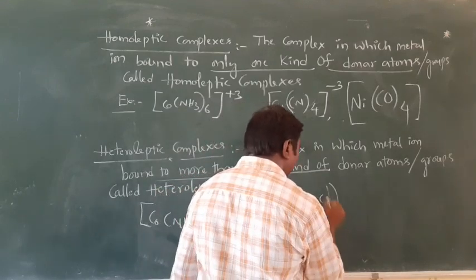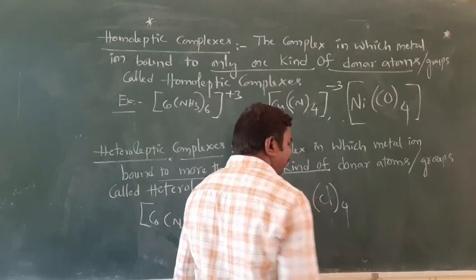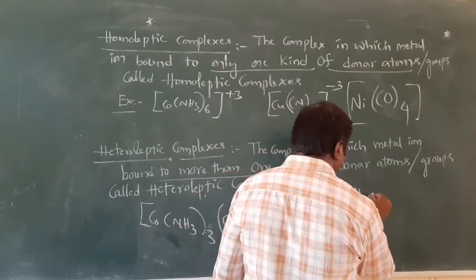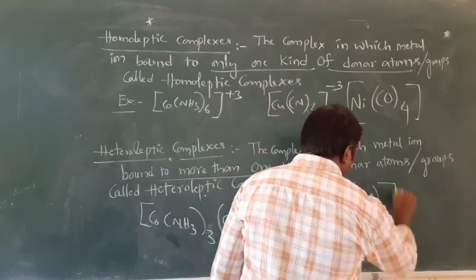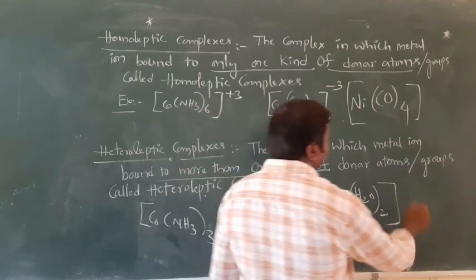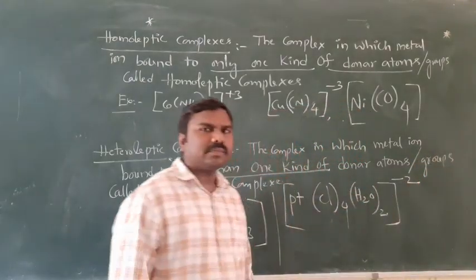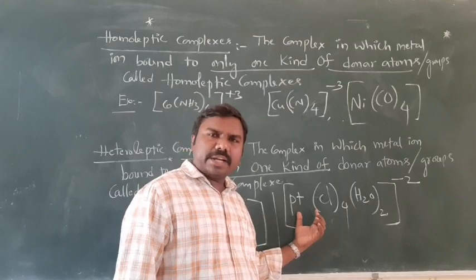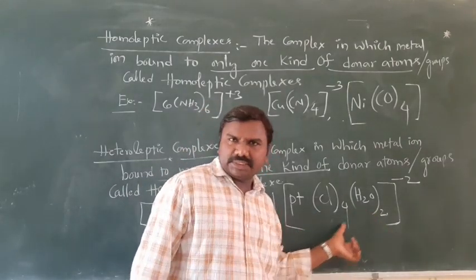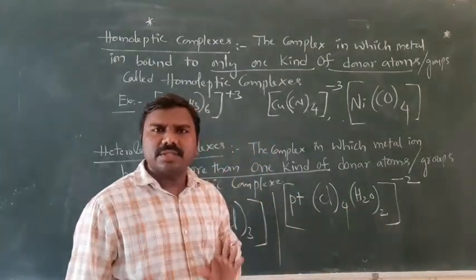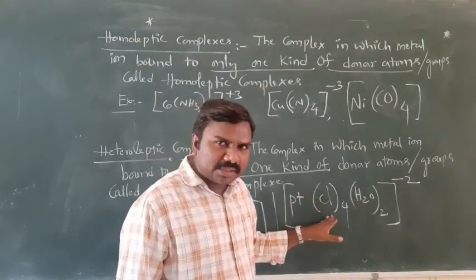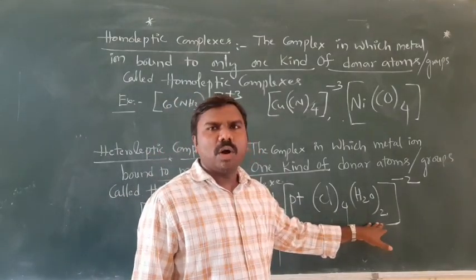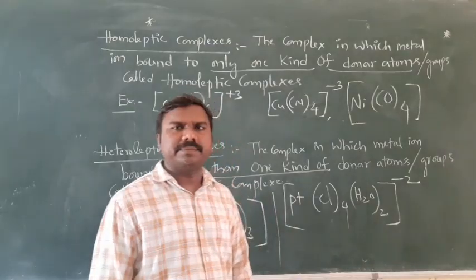[PtCl4(H2O)2]2-. Platinum is the central atom. There are 4 plus 2, 6 ligands. These 6 are not the same: 4 are chlorides and 2 are water molecules.